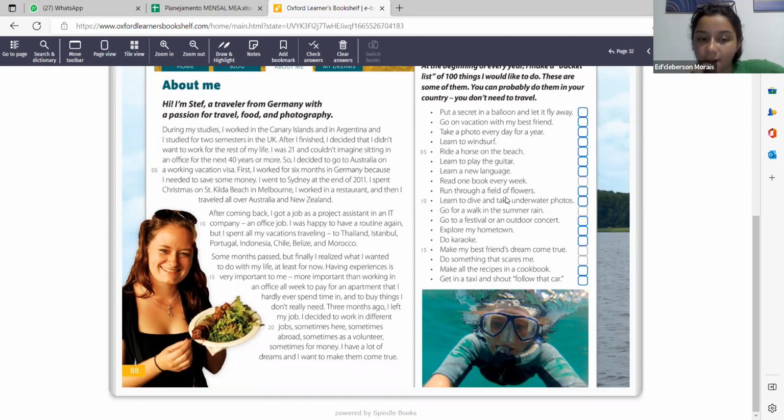Go. Run through a field of flowers. Would you? No. I would. Tulips. And... Por aqui é mais fácil você correr no canavial.